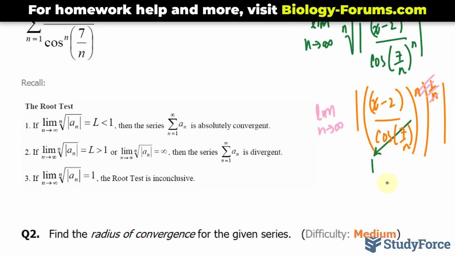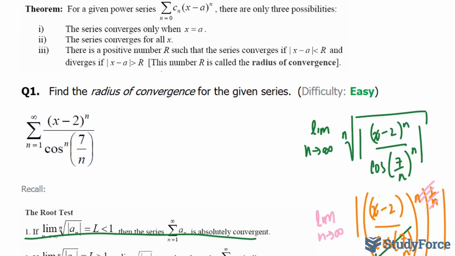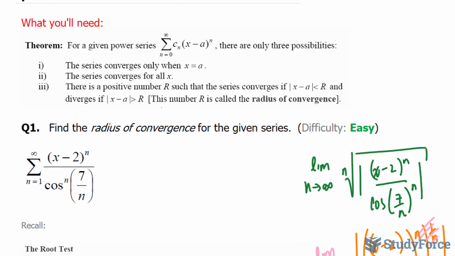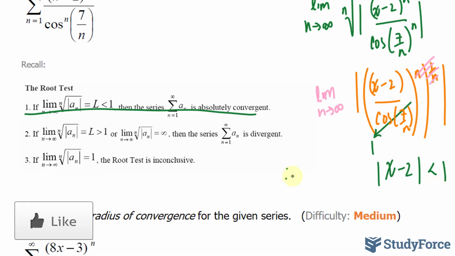We've taken the limit. We have x minus 2 in absolute value. And this power series converges according to the root test when the limit is less than 1. It's shown right here. According to this theorem, if we can write our series in such a way, the radius of convergence is this number r, which in our case is 1. Therefore, r is equal to 1. That's the answer to question number 1.